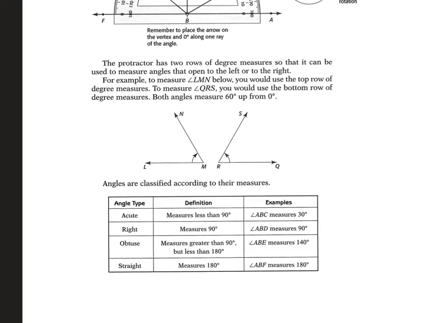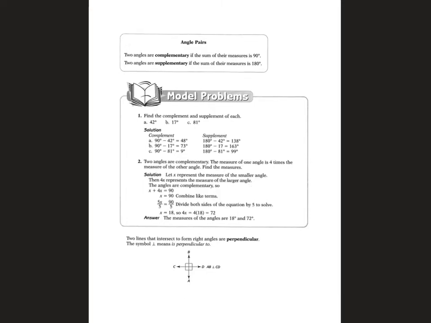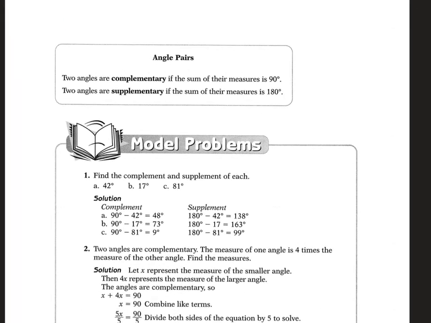Angles are classified according to their measures. An acute angle measures less than 90 degrees. A right angle measures exactly 90 degrees. An obtuse angle measures greater than 90 degrees but less than 180 degrees. And a straight angle measures exactly 180 degrees. Two angles are complementary if the sum of their measures is 90 degrees, and two angles are supplementary if the sum of their measures is 180 degrees.